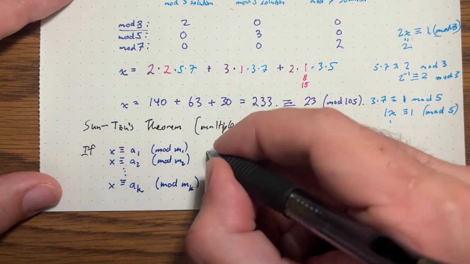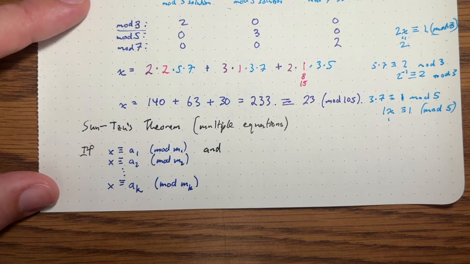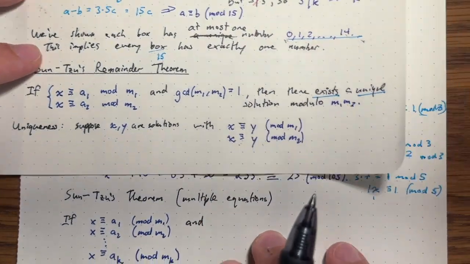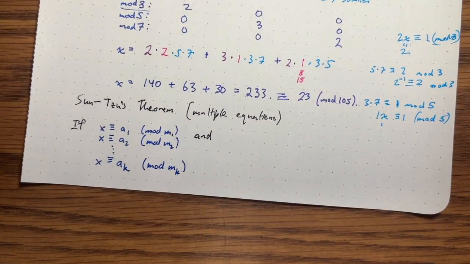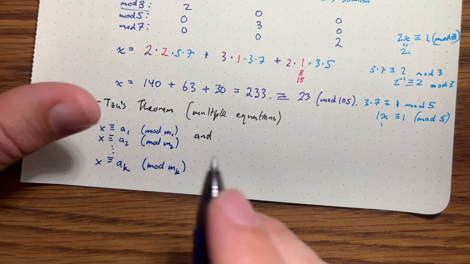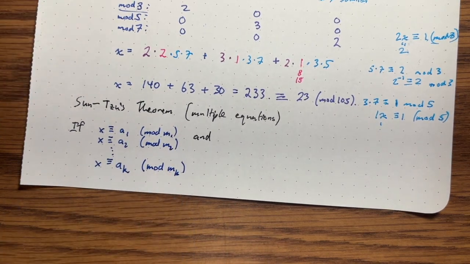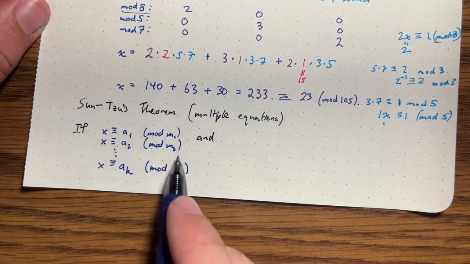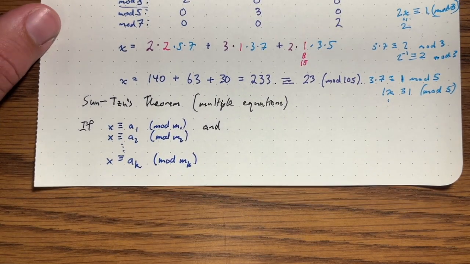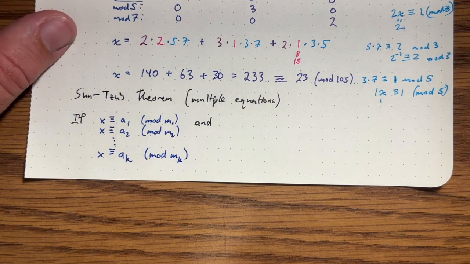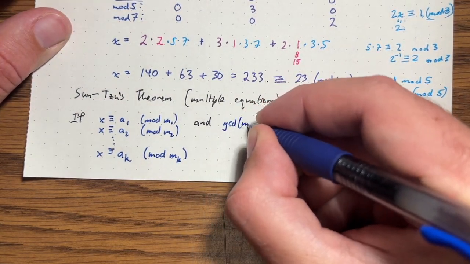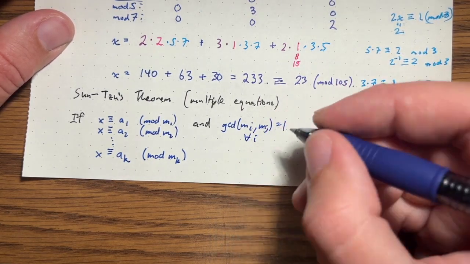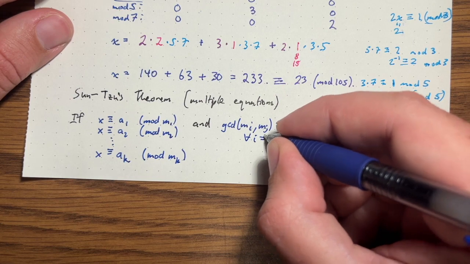And we need one more condition, so let's reason what that condition has to be. Before, we needed our moduli to be coprime. In this case, we need our moduli to also be coprime. But what do we mean by that? We mean that if you take any two, they don't share a common factor. So none of the pairs of moduli share a common factor. They're pairwise coprime, which means GCD of any two, mi and mj, is 1 for any i not equal to j.